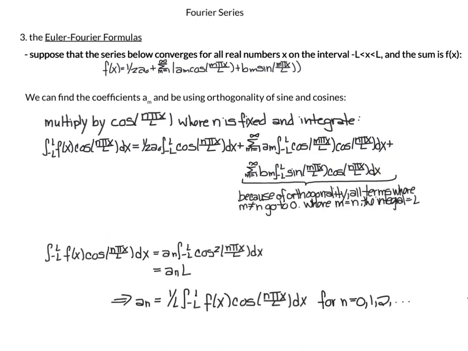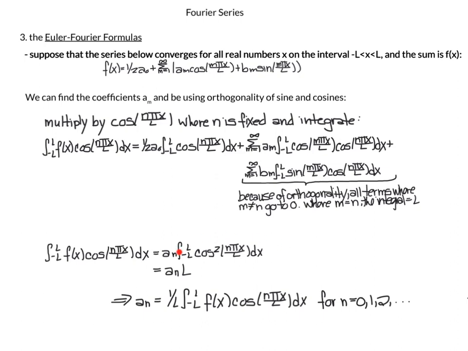So here we have the left-hand side of our equation, and on the right-hand side, when we have sine times cosine, those all go away. Here, they all go away except when m is equal to n. So what we're left with is our a sub n, so we just called it n, we could have called it m, but a sub n times the integral of cosine squared of n pi x over L dx.